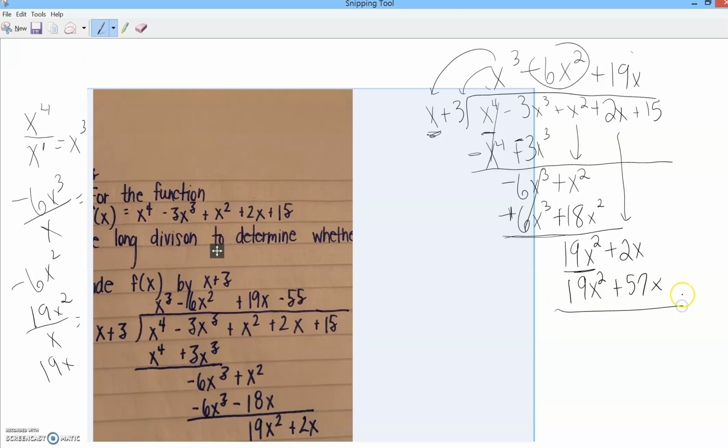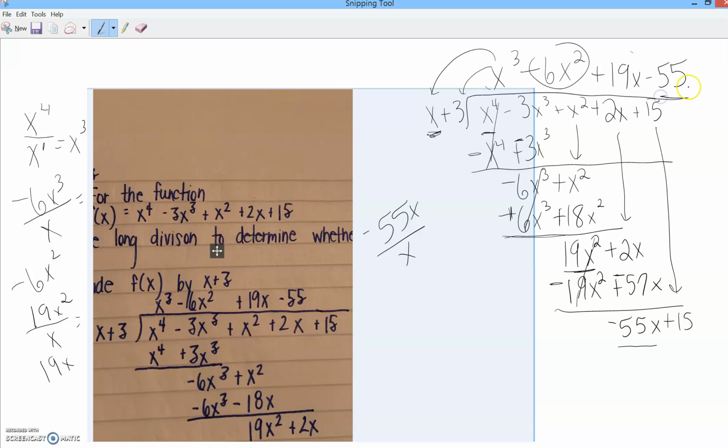We draw the line and we change the signs, and those cancel out to 0, and then negative 57 plus 2 gives us negative 55. And that's a negative 55x, and we bring down the next term, which is that positive 15, and then we go again. How many times will x go into negative 55x? And so again, to get our visual, negative 55x divided by x is negative 55. So that goes on top.